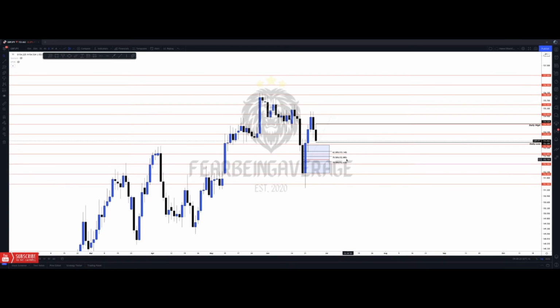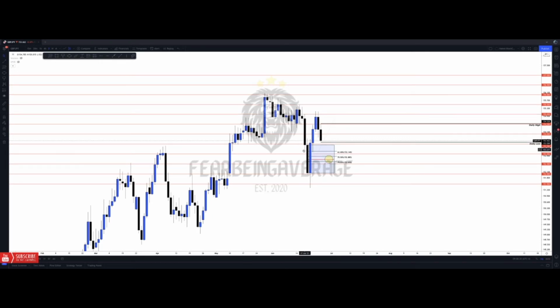And what do we see? We see confluence right here with the 50% and this fib, and we also have 152 and 152.500 and 153 whole numbers. So there's a lot of confluence in this area right here. So price could likely come lower to keep pushing up overall this week.